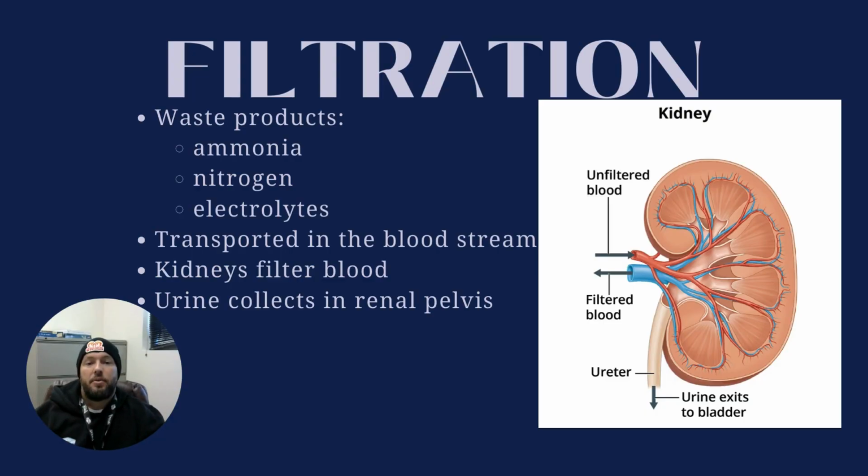The filtration process starts at the liver. The liver will break down waste products from cellular metabolism, from food we eat, from toxins we ingest, things like ammonia, nitrogen, excess electrolytes, things that we don't need that are possibly caustic or damaging to the body, and they are transported to the kidneys via the bloodstream.